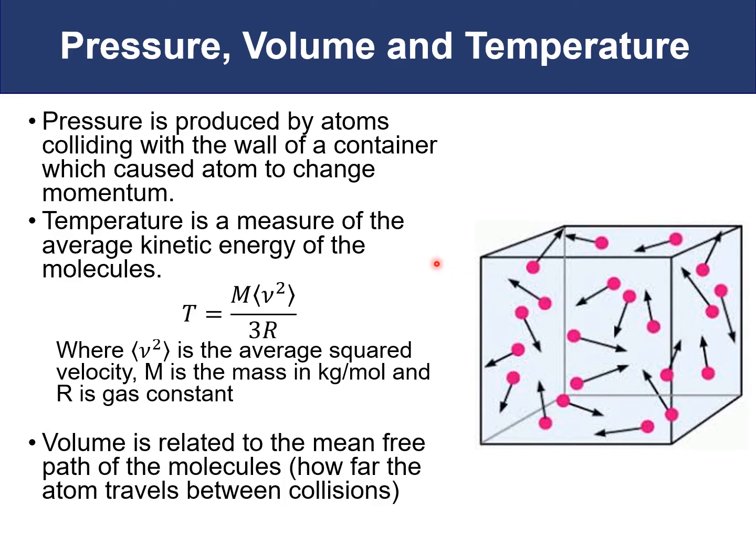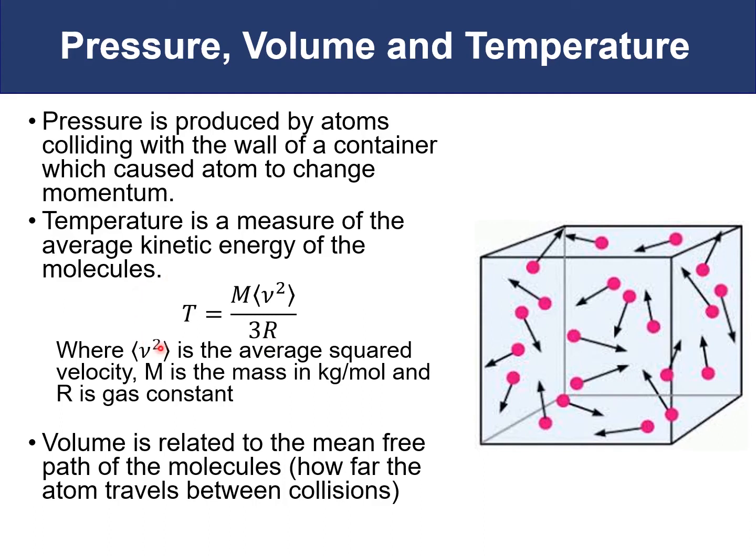Temperature is a measure of the kinetic energy of the molecules. So temperature is equal to the mass in kilograms per mole times the average of the squared velocity. The way you do this is you take your velocity, square it, and then take the average of those values, divided by 3 times our ideal gas constant.